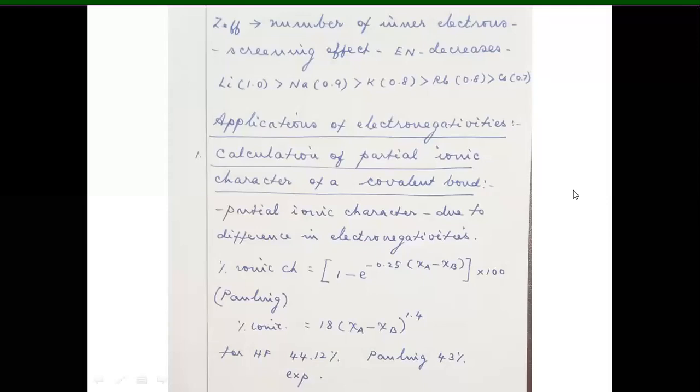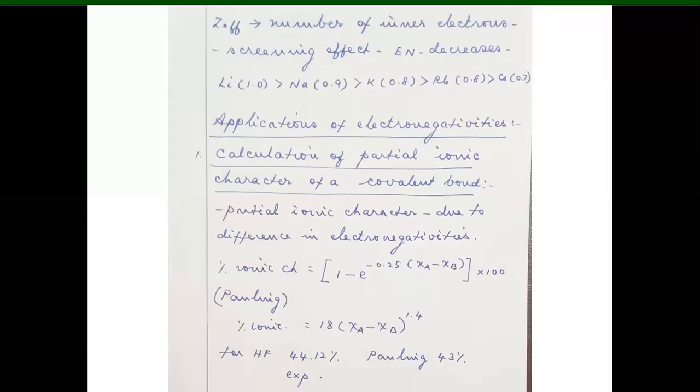So we are going to see the applications of electronegativities now. This is another important area. The first application is a calculation of a partial ionic character of a covalent bond. See, the covalent bonds are not purely covalent. They have a partial ionic character just because of the electronegativity differences.